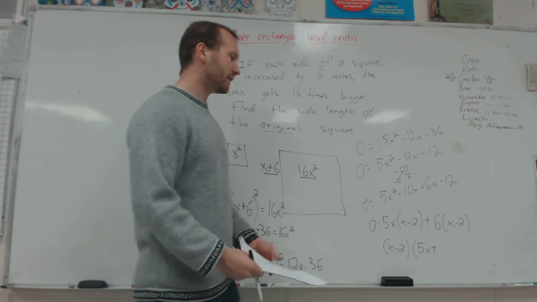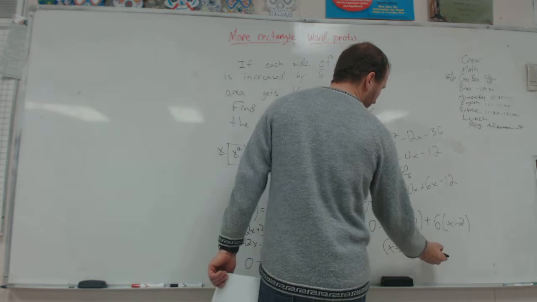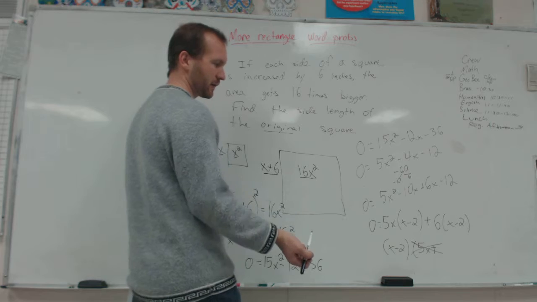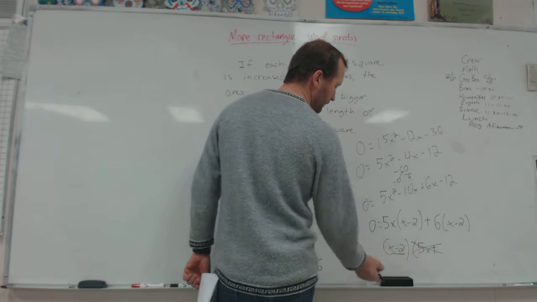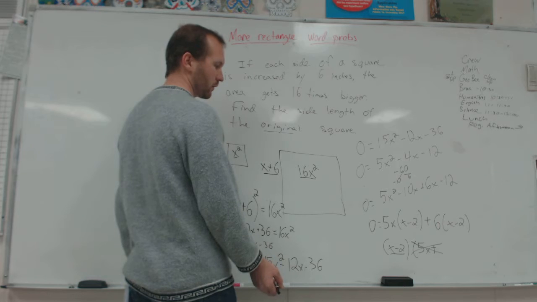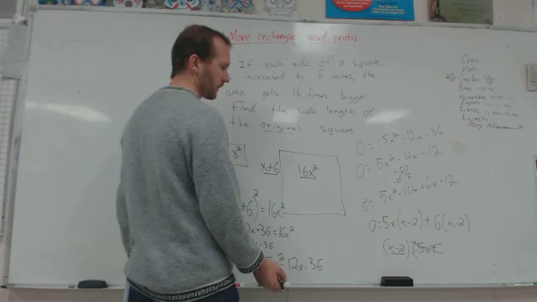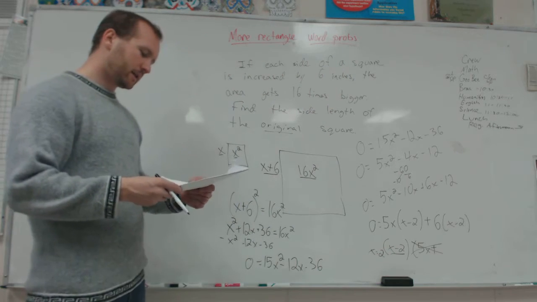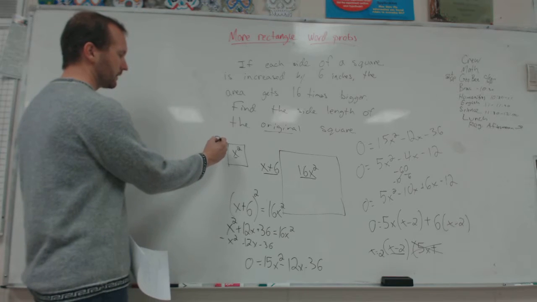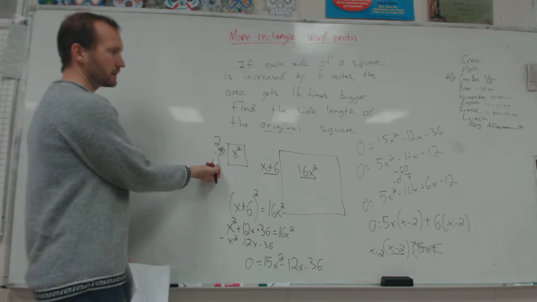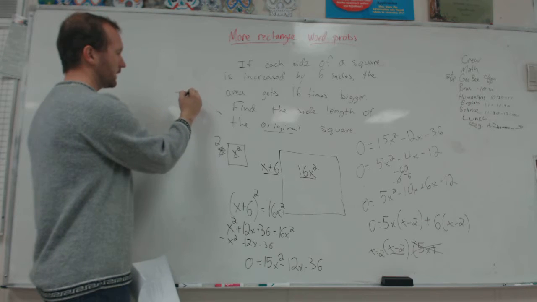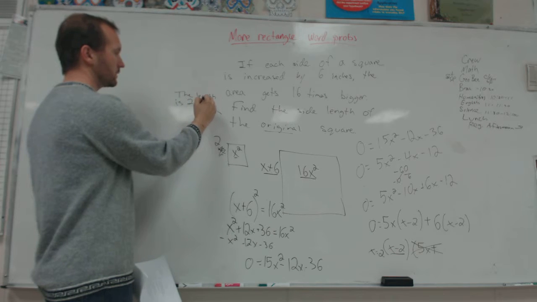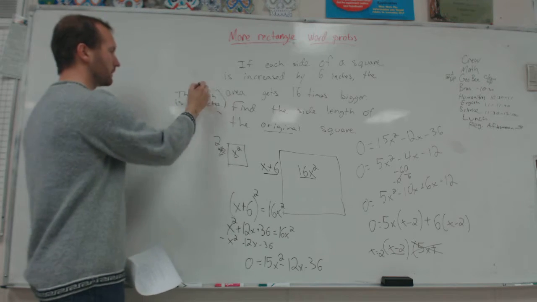It doesn't even matter. This is going to be a negative number, so I don't care about this factor. I don't even really have to finish that thought. I know that x minus 2 is going to give me the positive result that I want. So x would equal 2, making the original side 2, because that's what x was. So the length is 2 inches. And then we're done.